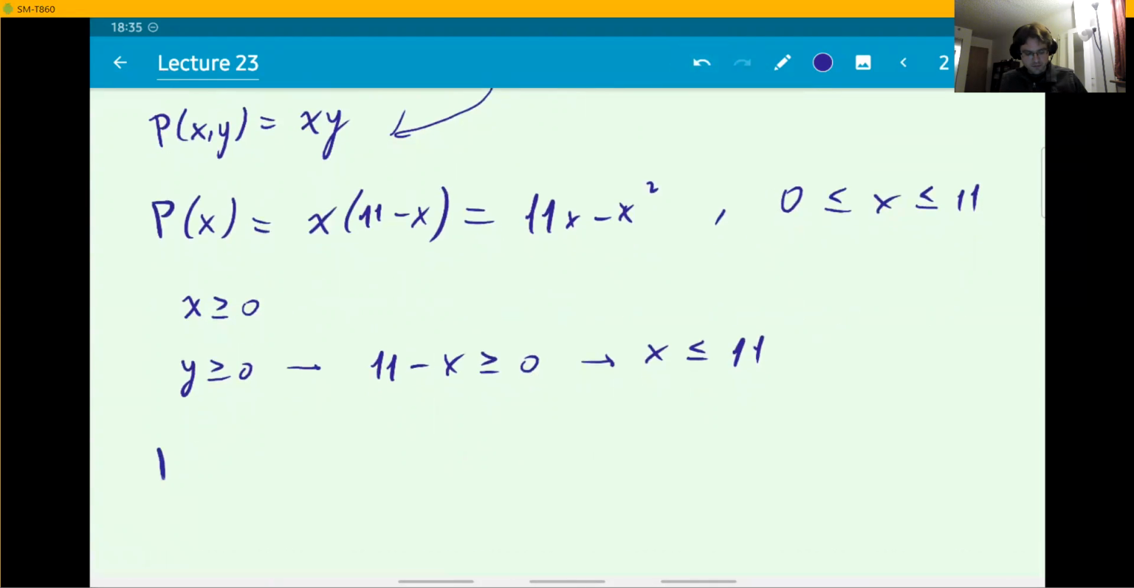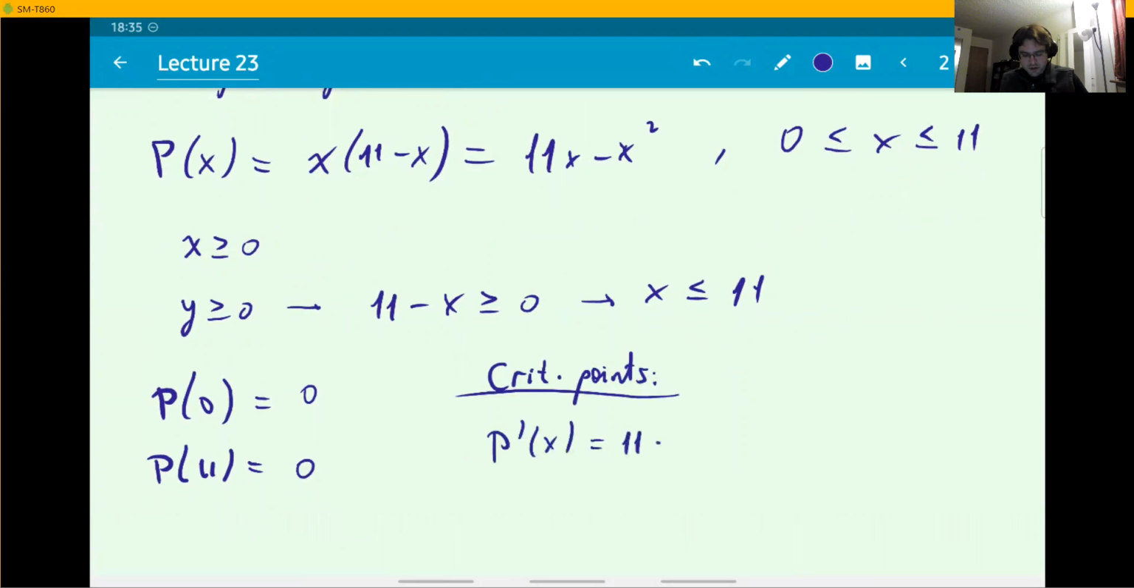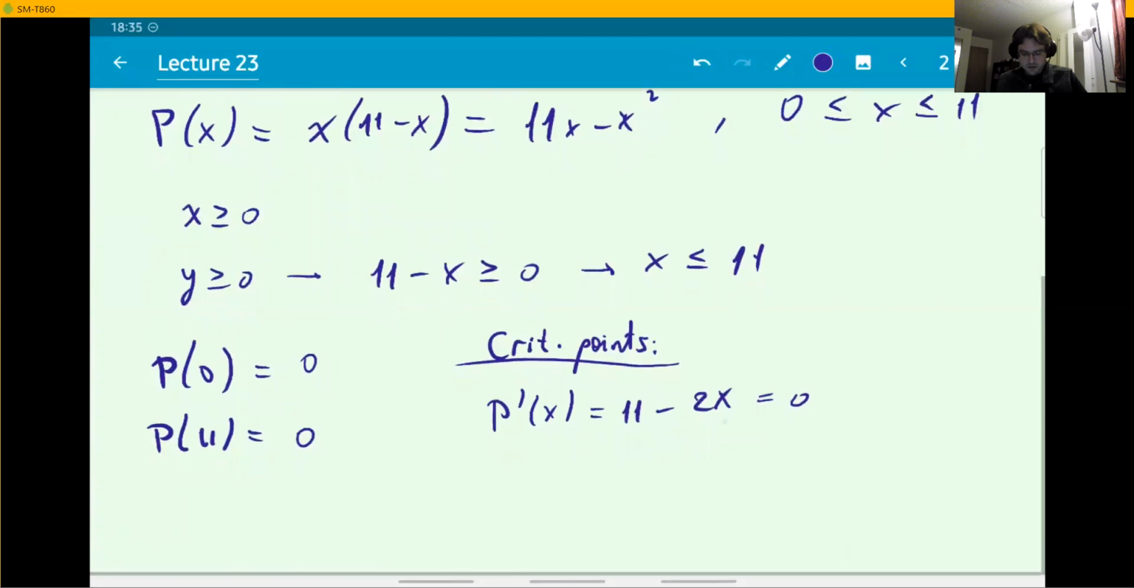So we need to record the values at these endpoints, 0 and 11. Those are both going to be 0. It's probably easiest to look at this expression for p in order to understand this. They are both 0. And then critical points. That's a very easy problem for this function. p is 11x minus x squared. p prime is going to be 11 minus 2x. This always exists for every x, but it could be 0 if you're talking about critical points. And you solve this, it gives you 11 over 2, 5.5.